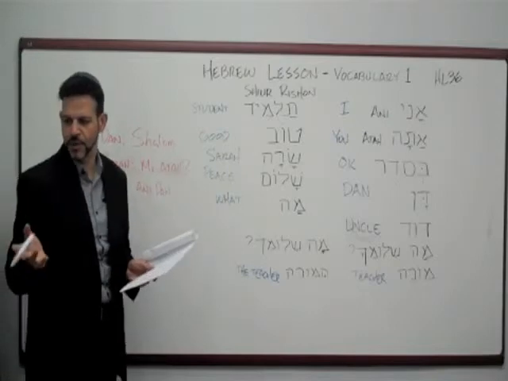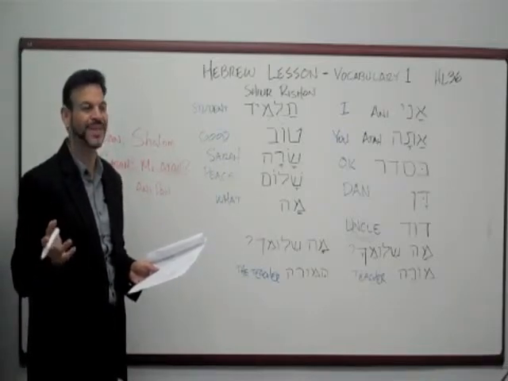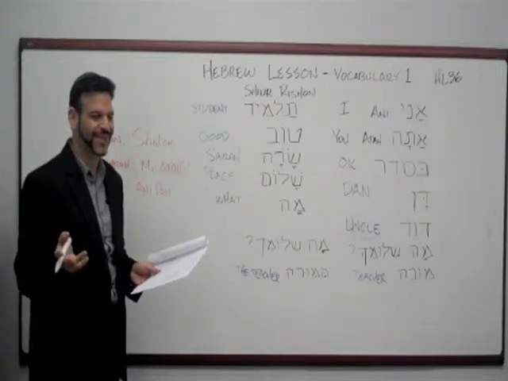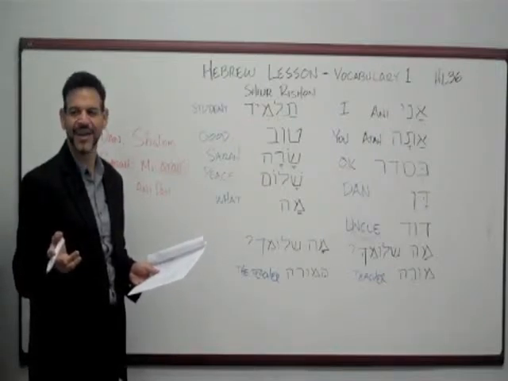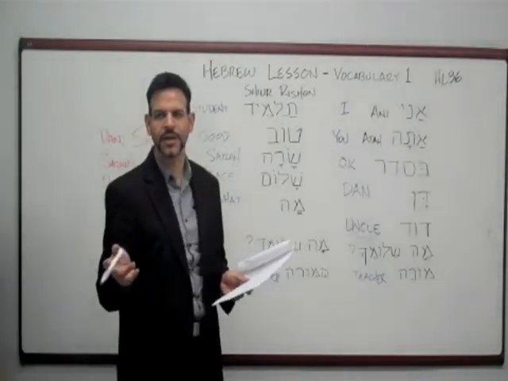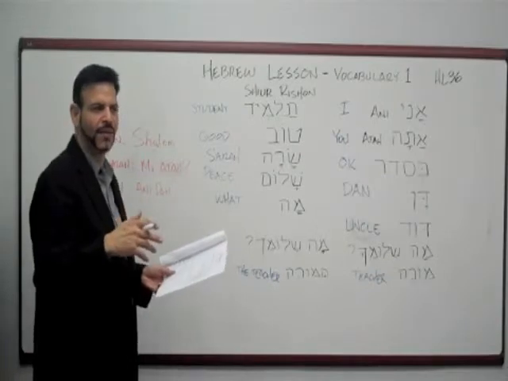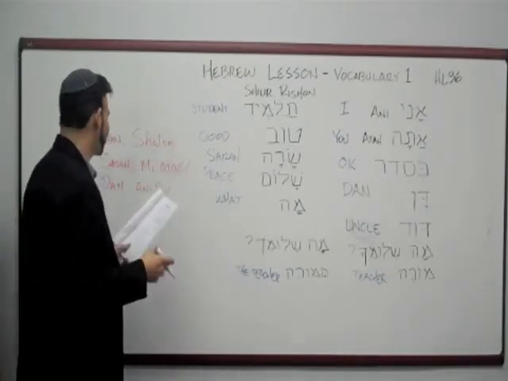Turn to your neighbor and tell them your name. One at a time, though, right? And try it again. Just say your name after Ani. You can say it in English. Okay, and then the other person say it back. Say your name. All right, that's right.